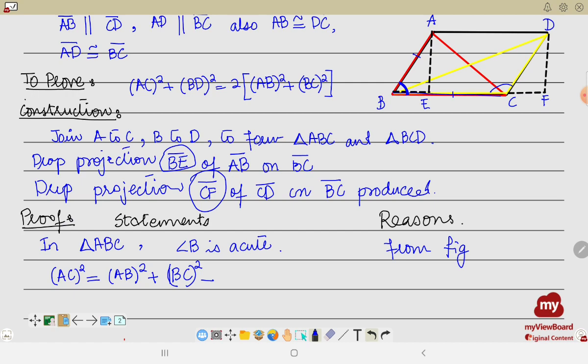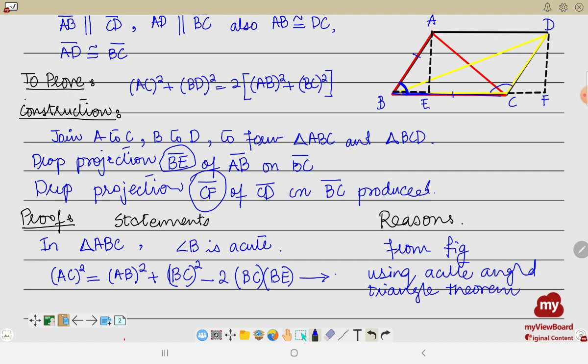So rectangle is contained by this side, the side BC, and the projection of it. Okay, so we are going to write down the projection, which was BE, and we are going to write using the acute angle triangle theorem, right? This is going to be our equation number 1.